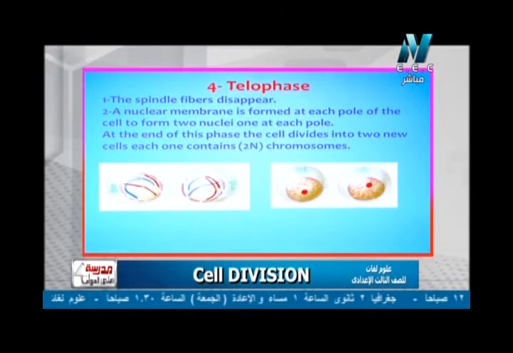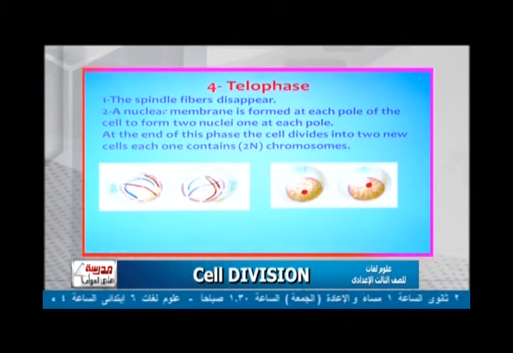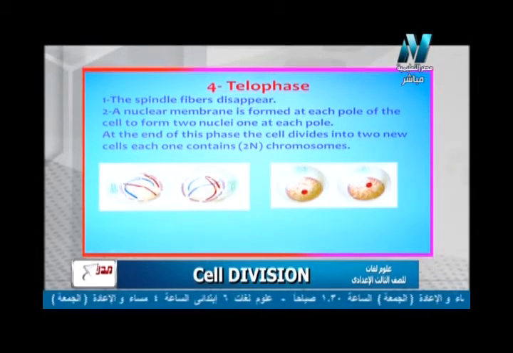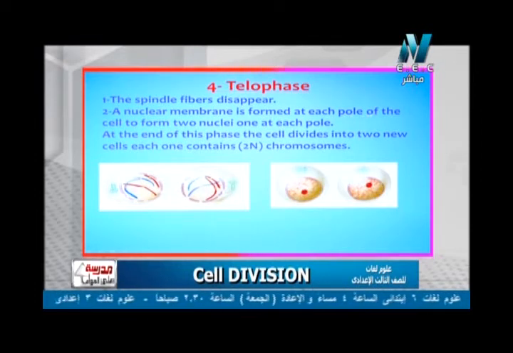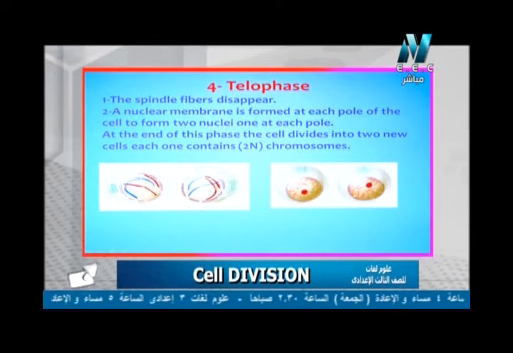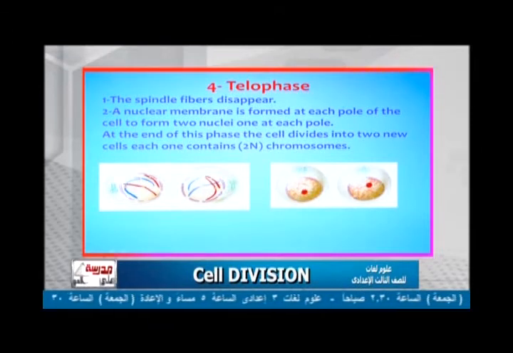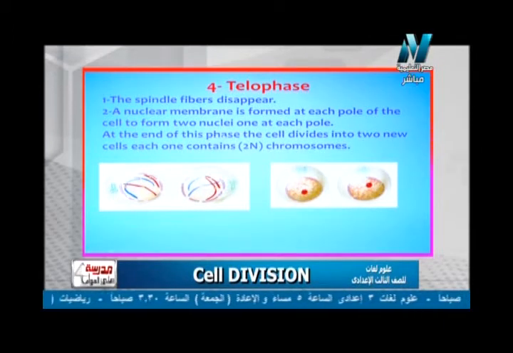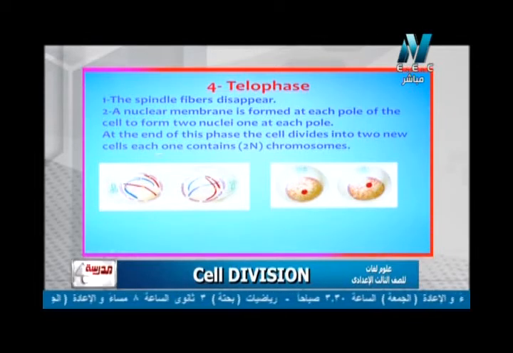ادي السيل اهي، كروماتين ريتيكولم، وادي النيوكليولس، وادي النيوكلير ممبرين، وادي السنتروسوم رجعوا beside each other بعد ما كان كل واحد على بول. يبقى again what happened in the telophase. Spindle fiber disappears. Nuclear membrane is formed at each pole of the cell, forming two nuclei, one at each pole. At the end of this phase, the cell divided into two new cells, each contains 2N of chromosomes.